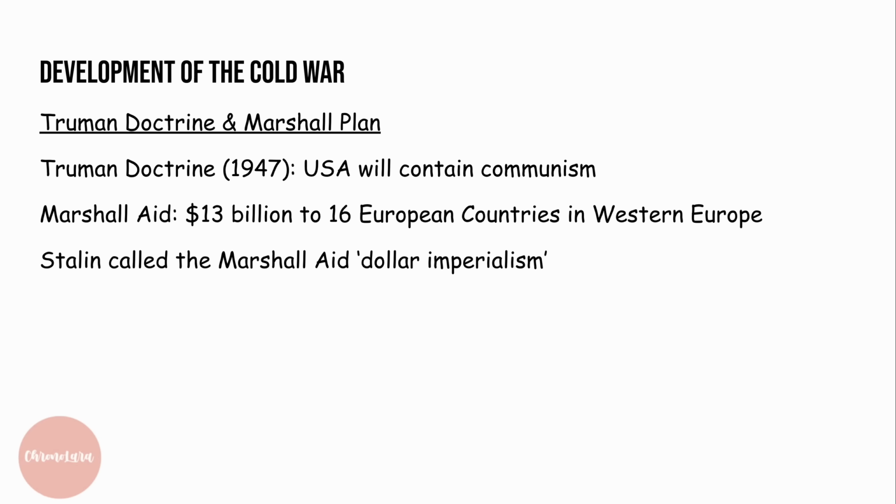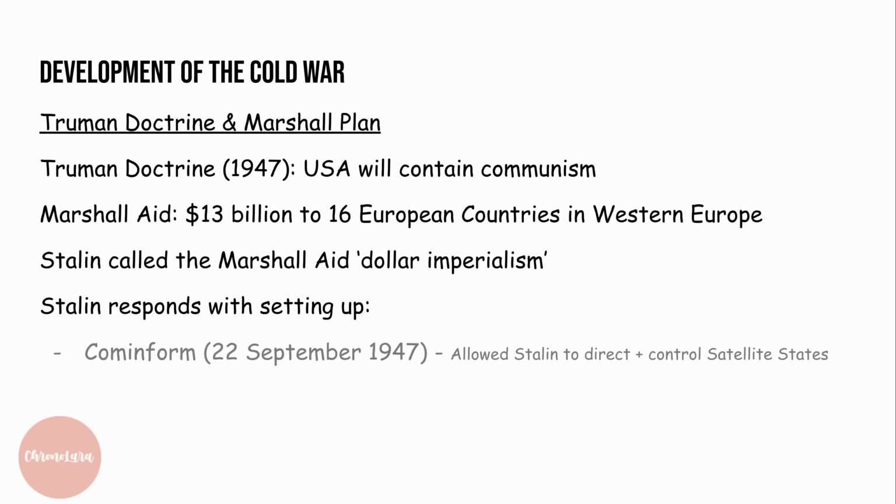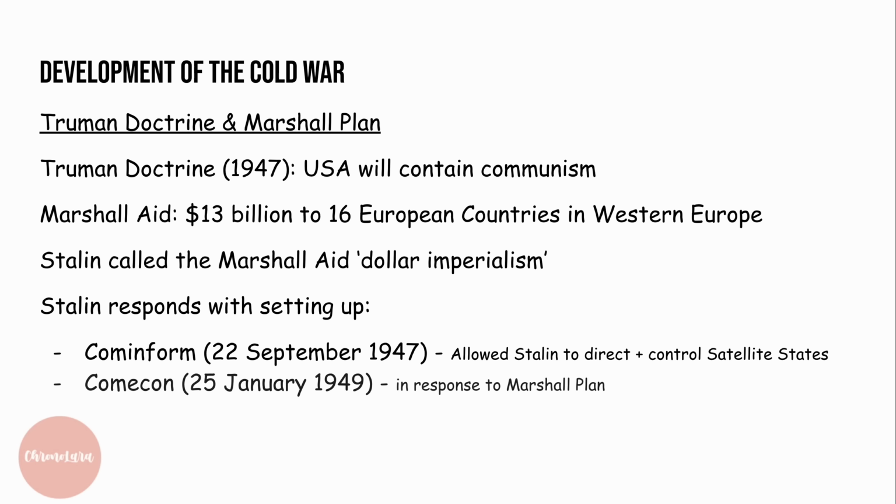Stalin called the Marshall Aid dollar imperialism, and he responds with setting up Cominform on the 22nd of September 1947. Cominform allowed Stalin to direct and control satellite states, and he also sets up Comecon on the 25th of January 1949. Comecon is in response to the Marshall Plan. Think about it like this: it relates to money, economy.